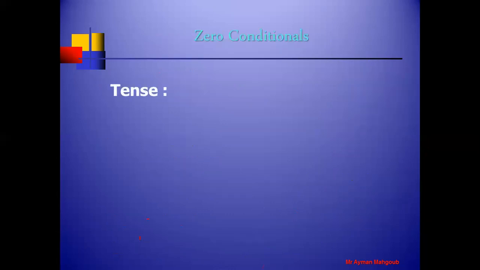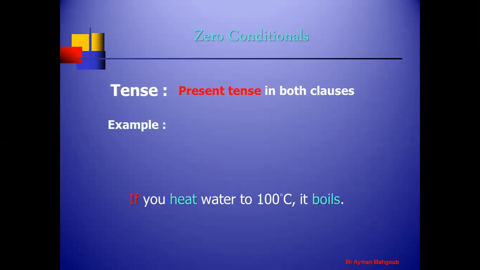Let's start with the zero conditional. The tense is present simple in both clauses, okay, whether the if clause or the main clause. يعني the condition or the result will be in the present simple. Example, if you heat water to 100 degrees, it boils. If you heat water to 100 degrees or 100 Celsius, it boils.